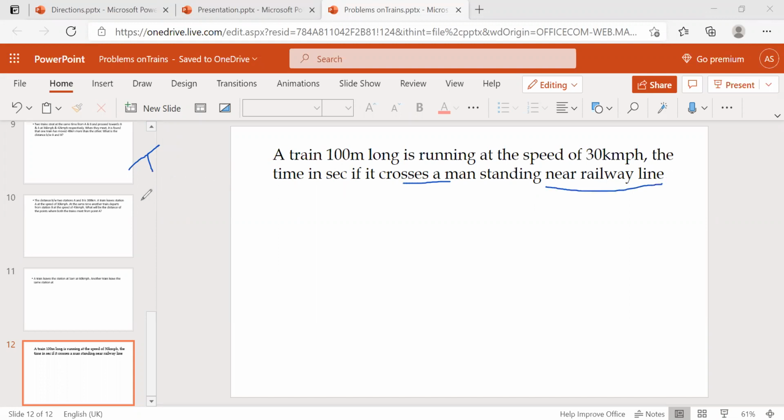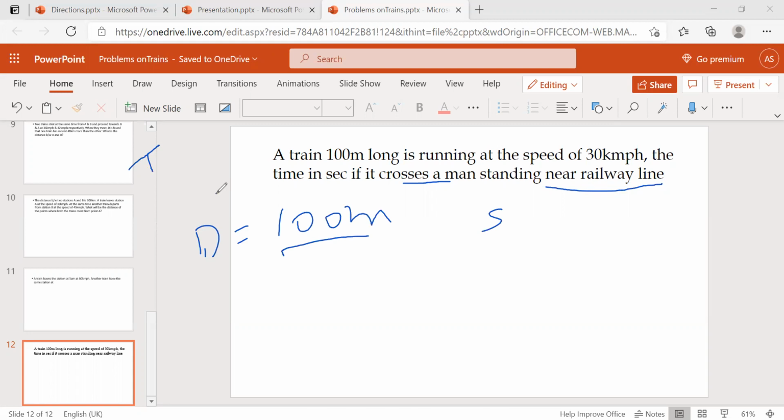So what I said, the point is very important that once again I'm repeating, whenever a train crosses a man or pole or tree, the length of the train is nothing but the distance traveled by the train. Okay, now we have the length of the train, this 100 meters. 100 meters is the length, and speed also we have. This is nothing but the same distance. Why is this considered the distance? If it is crossing a man, then the distance is nothing but the same as the train length.